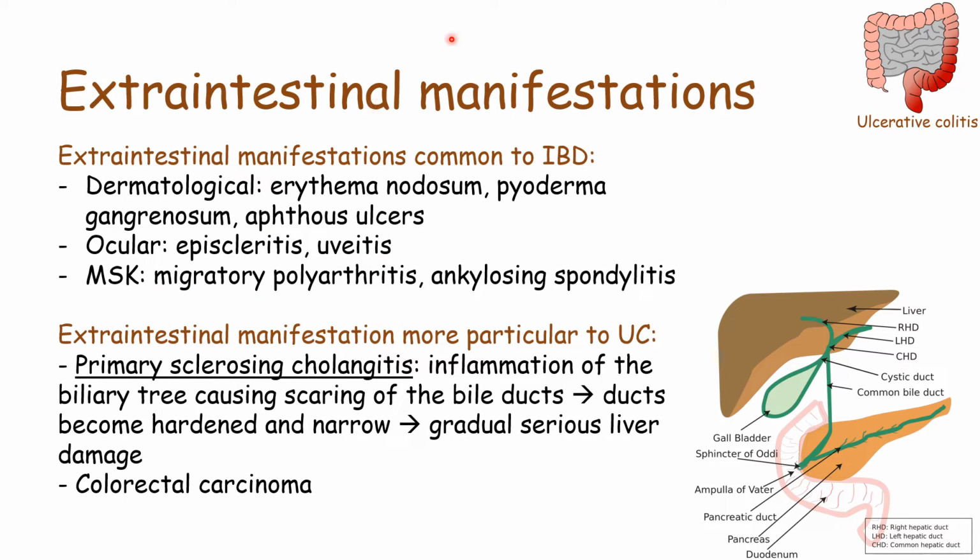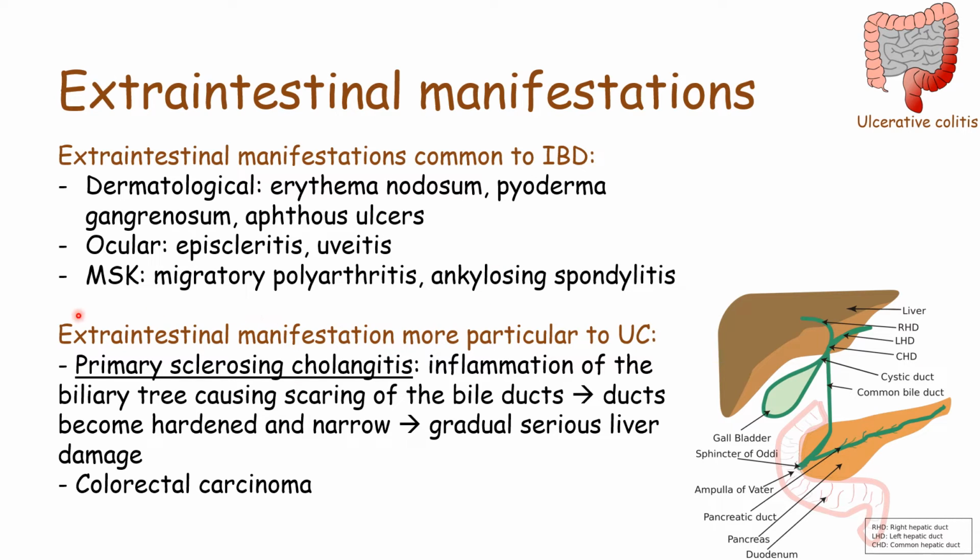Some MSK consequences include migratory polyarthritis, which is a condition that affects multiple joints in a progressive manner. So it might migrate from one joint to the other. Then another one is ankylosing spondylitis. This is a condition where you get gradual fusing of the vertebrae, so you lose a lot of mobility there.